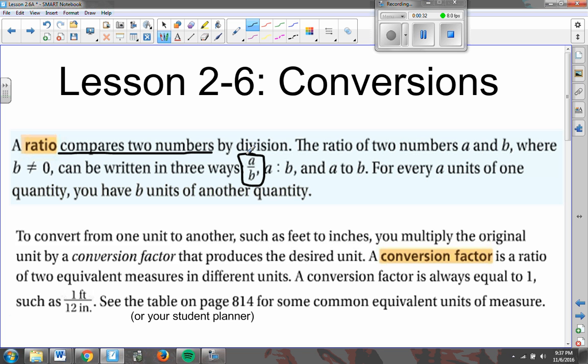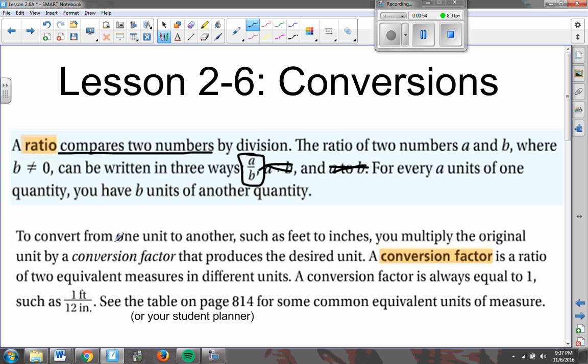Ratios are always written as fractions. I don't want you using the colon, that's too confusing, and writing out the word "to" is too much work. So we're going to write ratios as fractions here, and really what it means is that for every A of something, you have B of something else. Okay, 5 chickens for every 2 dogs, something like that.